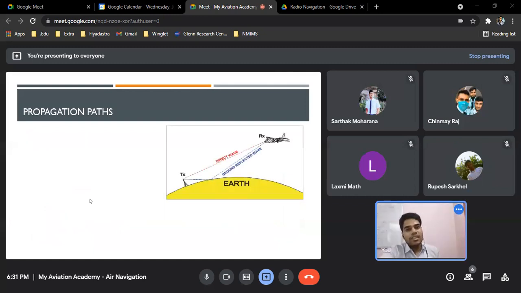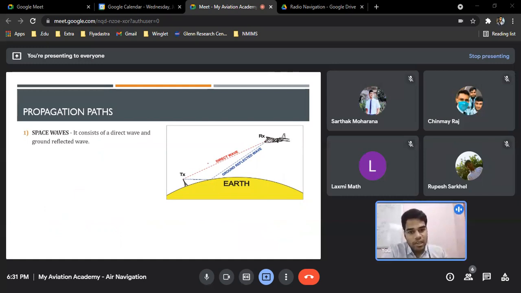Next is your space wave. Now, as I told you, space wave, don't confuse yourself with the space. It has nothing to do with the space. It is basically a direct wave which is hitting from the aircraft to the transmitter, or from the transmitter it is hitting the aircraft. Okay, space wave consists of two.